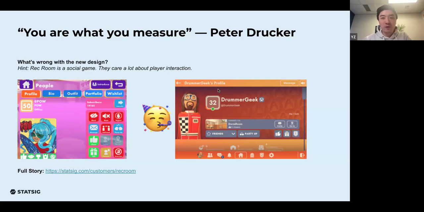But Rec Room used Statsig, and they measured their key metrics. The hint is Rec Room is a social game. They care a lot about player interactions. So from this picture, can you see if there is anything wrong with the design on the right?